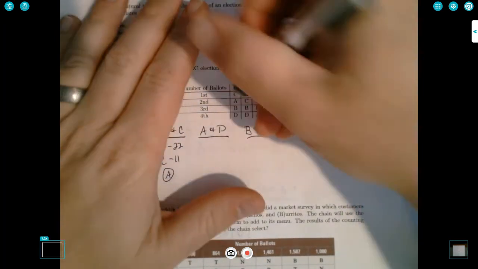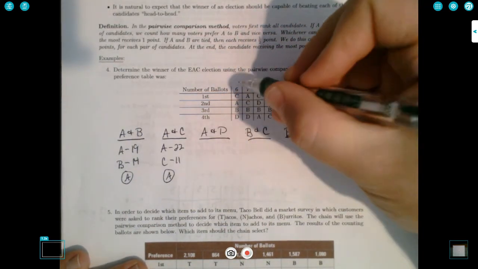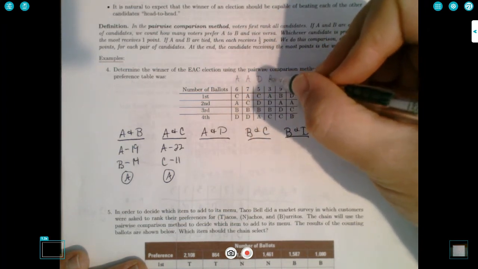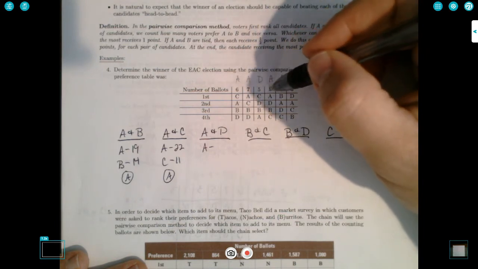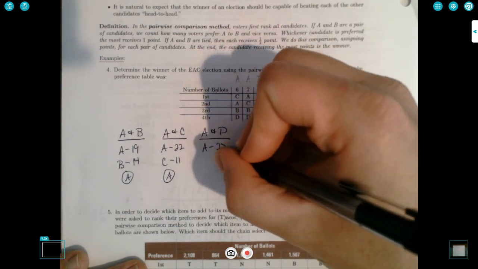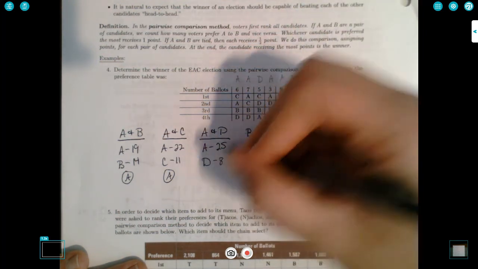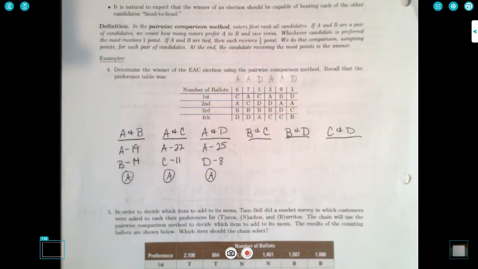If we compare A and D, A gets this column, A gets this column, D gets this column, A gets this column, A gets this column, and D gets this column. So A has, in this case, 25 votes, and D gets only 8, 5 plus 3. So again, A wins in this head-to-head matchup.